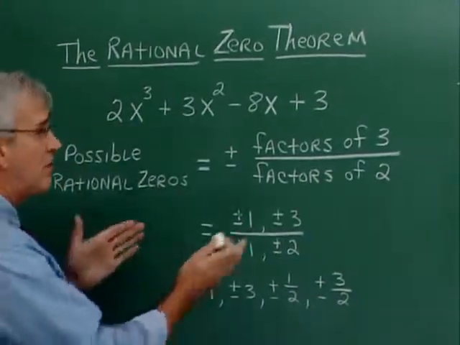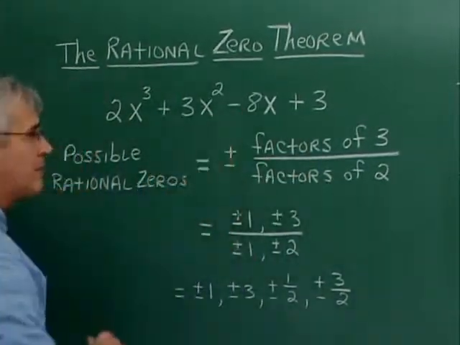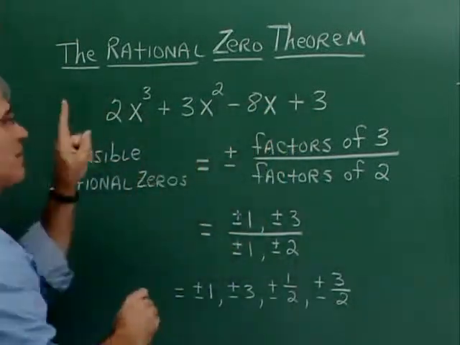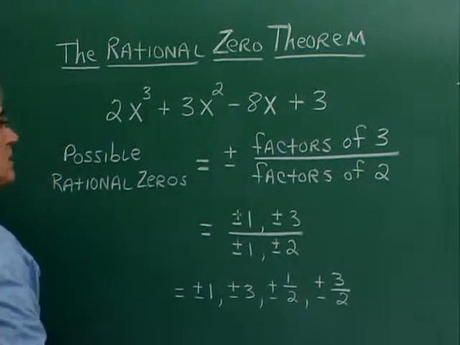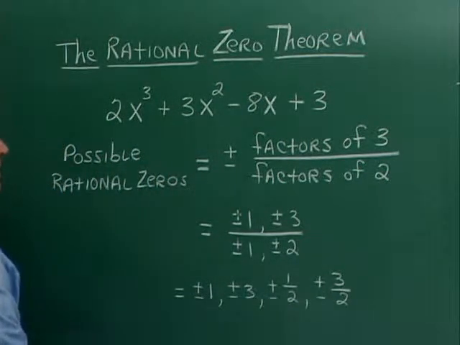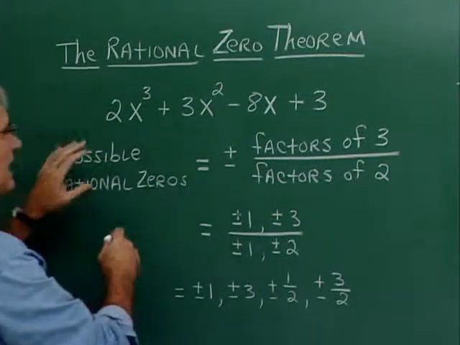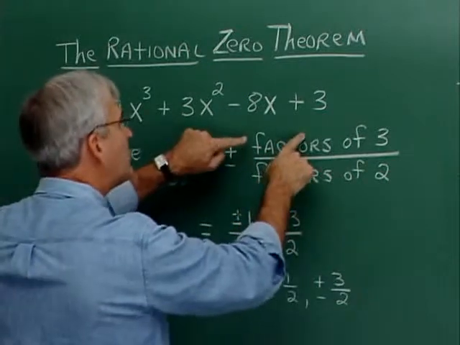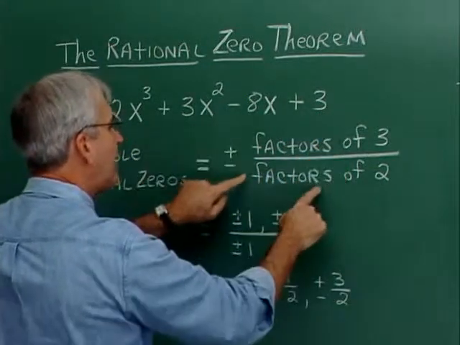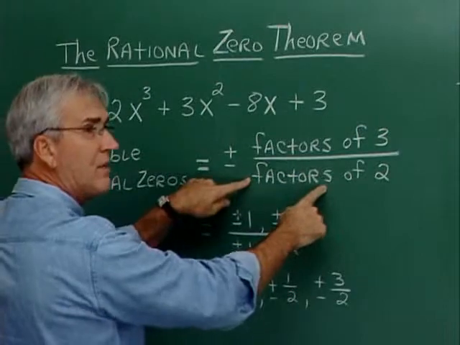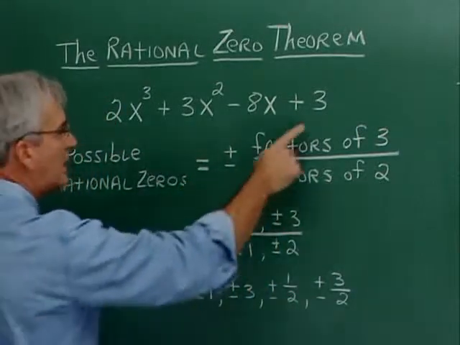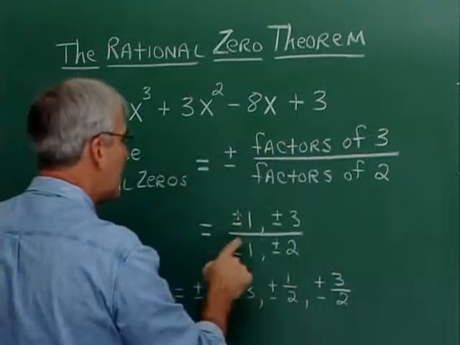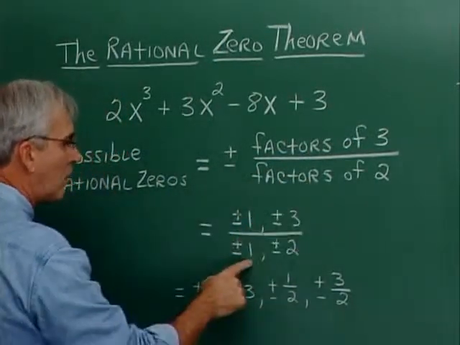Now, zeros can be rational, irrational. They might not even be real numbers. But this theorem allows us to identify the possible rational zeros involved in a polynomial. And those rational zeros are identified as all of the fractions that are composed of the factors of the constant in the numerator and factors of the leading coefficient in the denominator. Now for this one, the constant is 3, the leading coefficient is 2. And the factors of 3 are 1 and 3. Factors of 2 are 1 and 2.